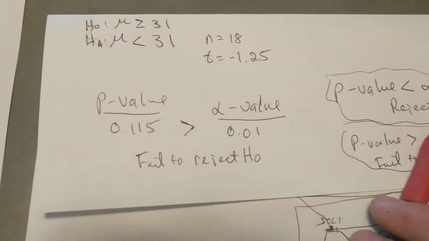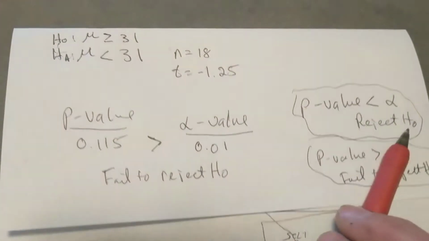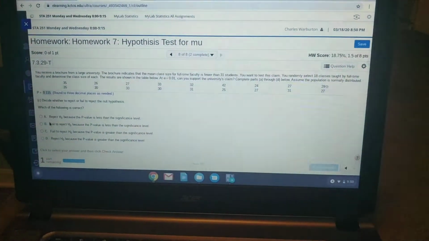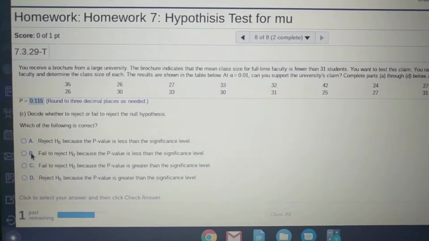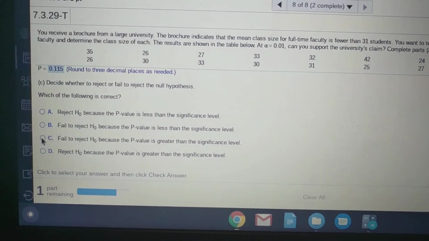Reject the null hypothesis. Fail to reject the null hypothesis because the p-value is greater than alpha.